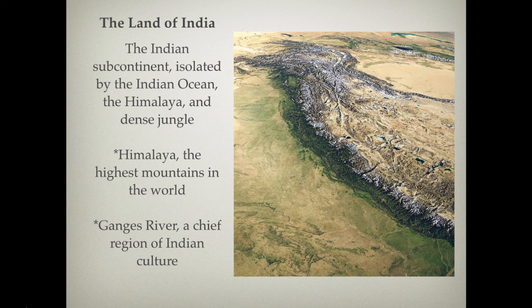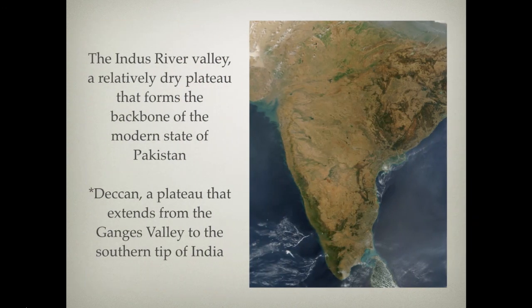Now, there are a few rivers in this geographical region. The first is the Ganges River, which is a chief regional area for culture even today, but really is surrounded by dense jungle. And so you're not going to have an early civilization really crop up there because the jungle is just too dense.